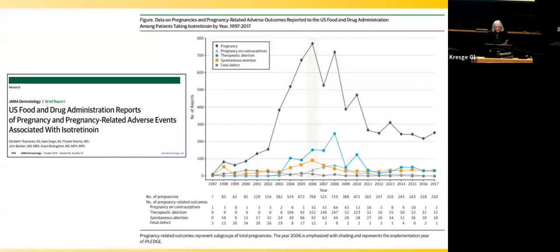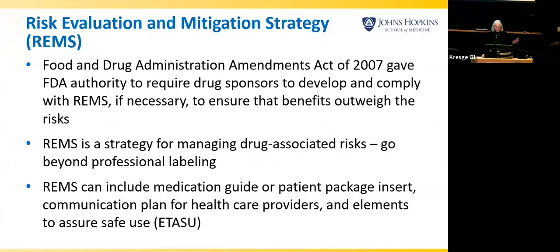And I want to emphasize how challenging this is. iPledge actually was put in place before the Food and Drug Administration Amendments Act of 2007 gave FDA authority to require drug sponsors to develop these REMS. But these risk evaluation and mitigation strategy programs are really tough. You want to be sure that we don't have exposed pregnancies, but if there are people that need that drug, then you want to be sure they can get it. So it's really walking this fine line. And I respect my colleagues at the FDA greatly, because I think this is really challenging.